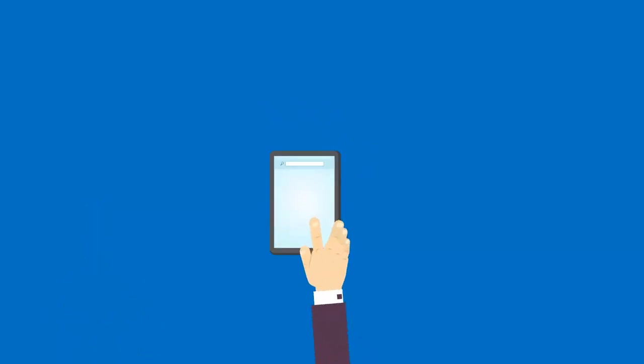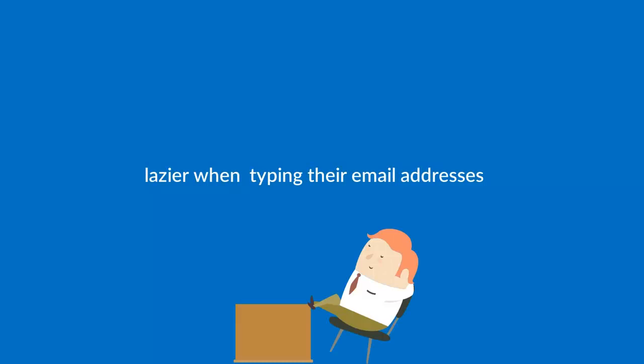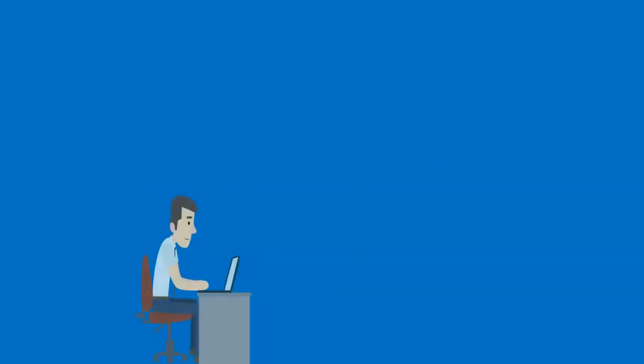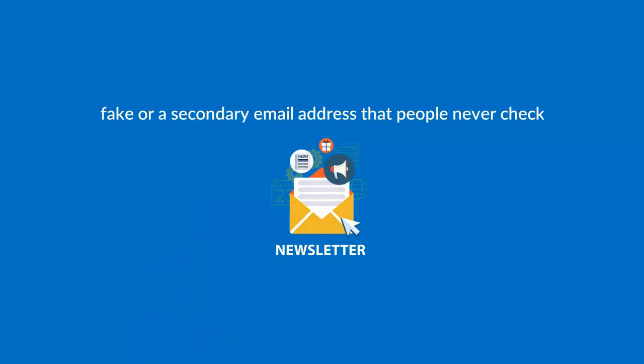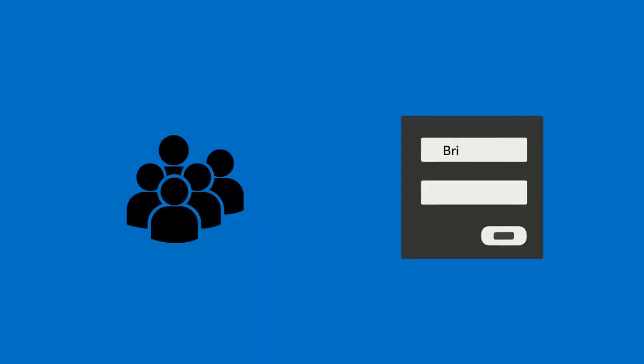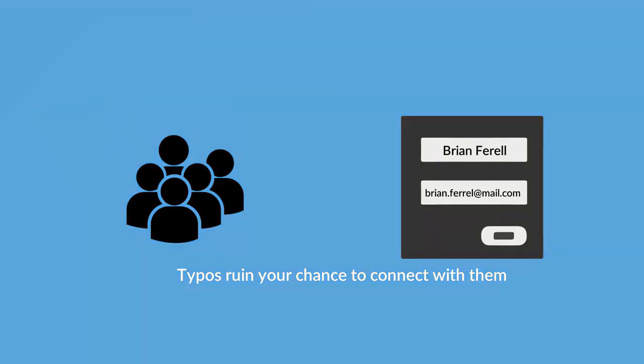With the rise of mobile phone use, people are becoming lazier when it comes to typing, especially typing their email addresses. And unless they are signing up for something they really care about, nowadays, who gives their real info when subscribing to a newsletter? Most of the time, you'll end up with a fake or a secondary email address that people never check. Even if your subscribers intend to give you their real info, typos can always happen and ruin your chance to connect with them.